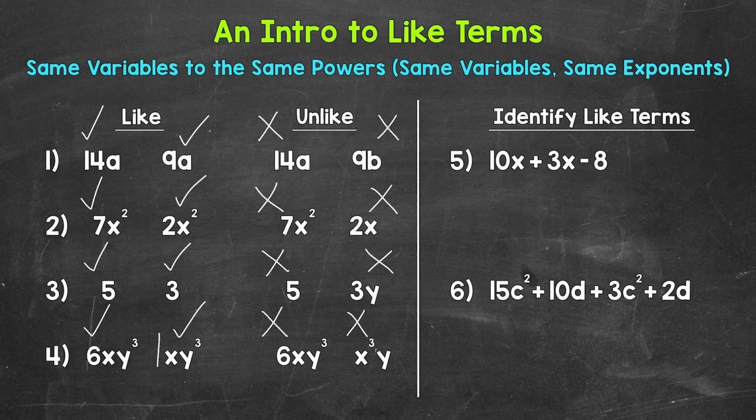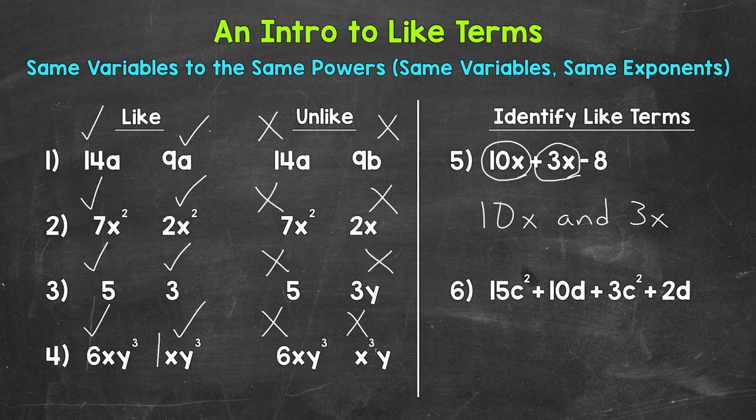Let's move on to numbers 5 and 6 and identify like terms within algebraic expressions. Starting with number 5, where we have 10x plus 3x minus 8. So are there any like terms within this algebraic expression? Yes, 10x and 3x. These two terms have the same variable of x to the same power of 1. So 10x and 3x are like terms. There are 3 total terms in that algebraic expression, and 2 of them are like terms.